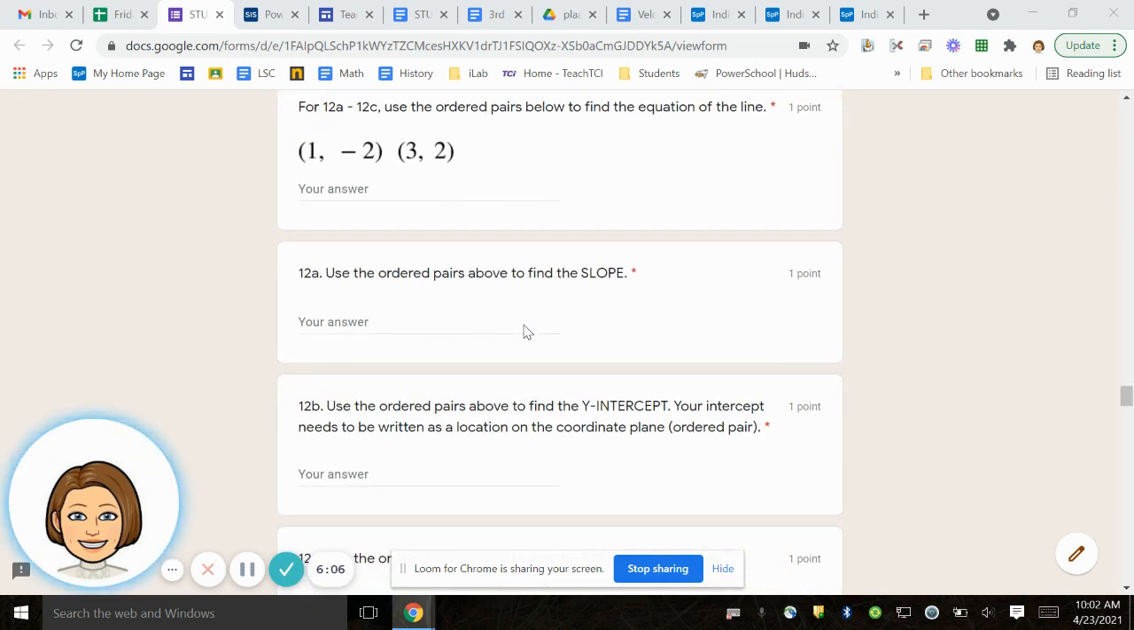For 12a through 12c, use the ordered pairs below to find the equation of the line. The ordered pairs are (1, negative 2) and (3, 2). Find the slope in 12a.